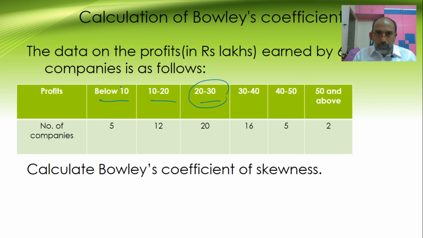It is when the data is given with both ends unlimited, like below 10. Below 10 may be 0 to 10. For profits, it may go negative also, you can interpret it that way. So below 10 lakhs means even 0, even minus may be covered. Whereas coming to 50 and above, it need not be up to 60, 70, 80, 100, it can be anything.